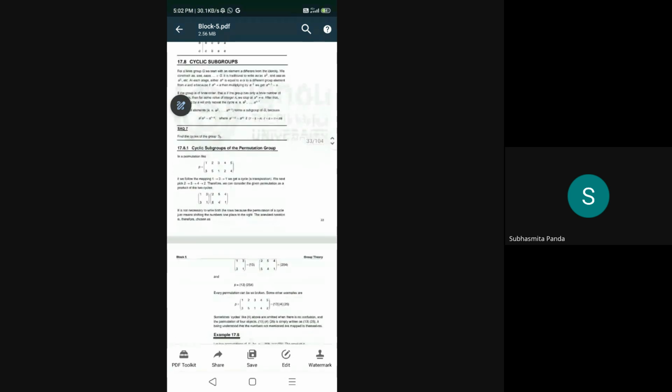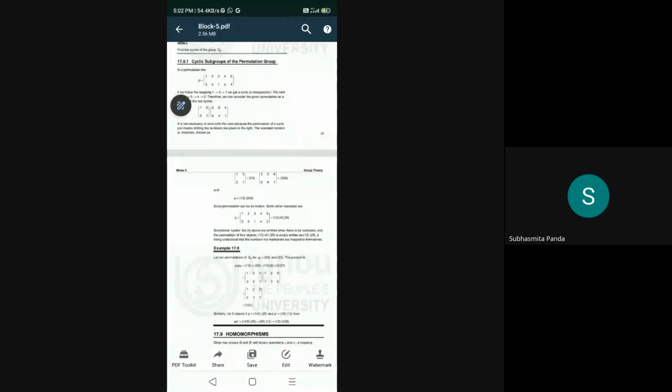And this is all about cyclic subgroups. On the screen I am showing you cyclic subgroups of a permutation group. And sometimes cycles are omitted when there is no confusion, in the permutation of 4 objects.